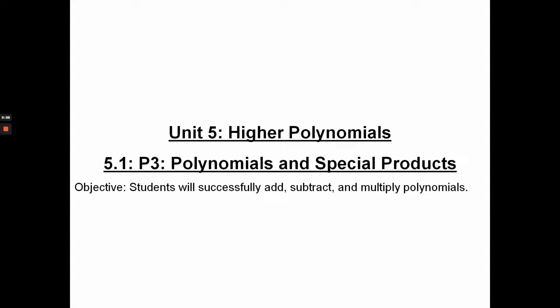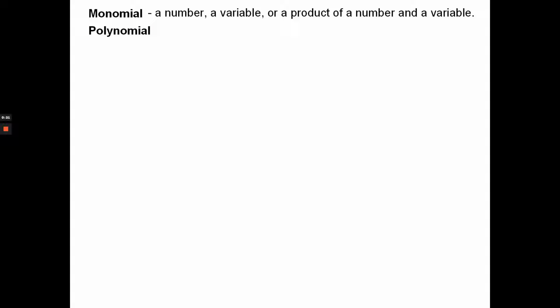Unit 5, Higher Polynomials, 5.1, Chapter P3, Polynomials in Special Products. Our objective is students will successfully add, subtract, and multiply polynomials. A monomial is a number, a variable, or a product of a number and a variable. A polynomial is one or more monomials added or subtracted together.